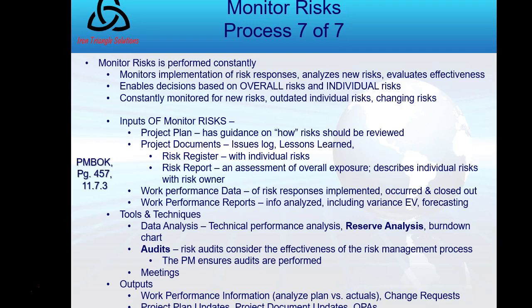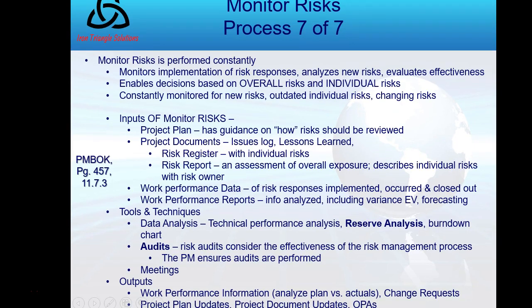And then, of course, to do any of this, I have to have meetings. Now, my outputs are my work performance information and project plan updates. Notice in this process, we have all three: work performance data and work performance reports as inputs and work performance information as outputs. In any monitor process, in this case, this is one of the controlling processes, I've always said data in, information out. All we've really added to this risk process is performance reports. So make that note and you will do well.